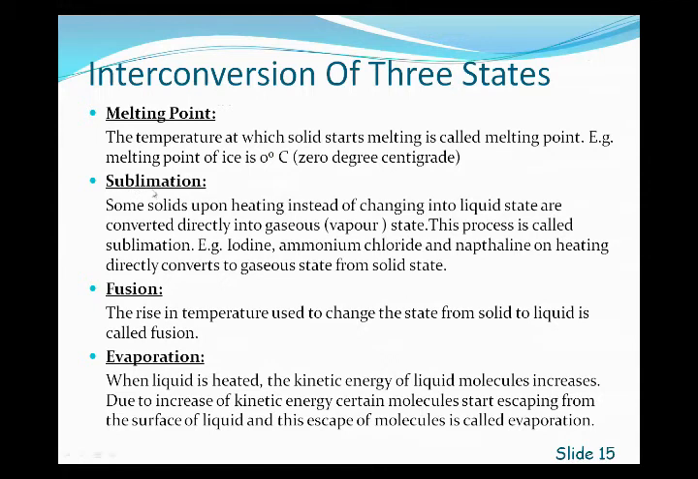The second term is sublimation. Some solids, upon heating, instead of changing into a liquid state, are converted directly into a gaseous or vapor state. This process is called sublimation. Examples are iodine, ammonium chloride, and naphthalene, which on heating directly convert to a gaseous state from a solid state. So we have a solid, we heat it, and it directly changes into a gaseous or vapor form. It is not changed into a liquid. This type of process is known as sublimation. It occurs in iodine, ammonium chloride, and naphthalene. They change directly from solid into a gaseous state. This is sublimation.